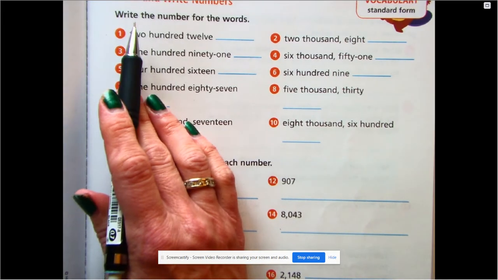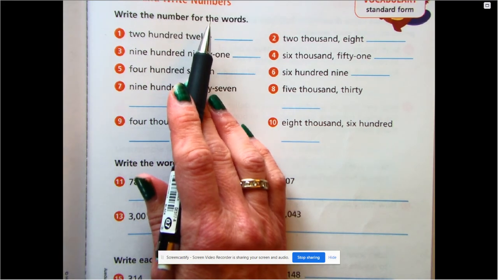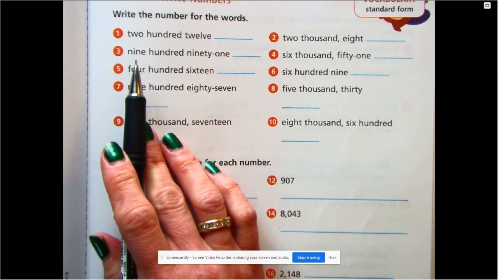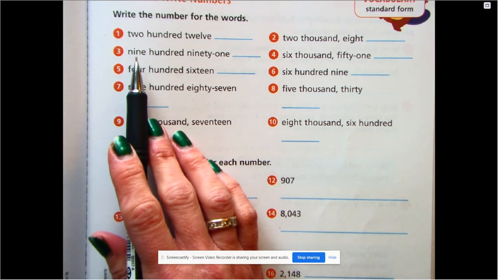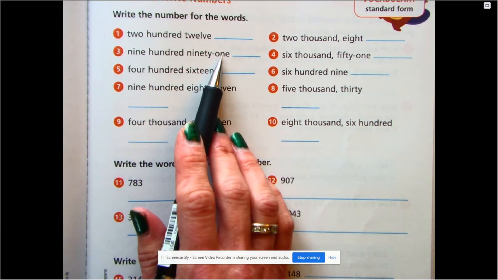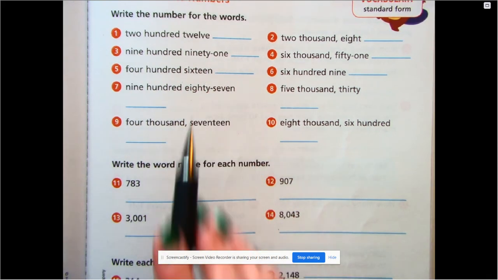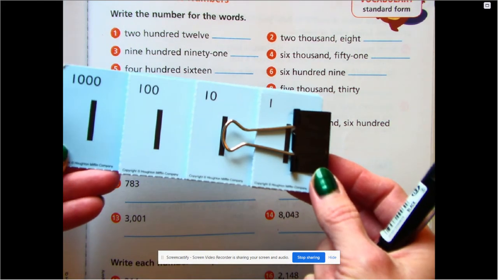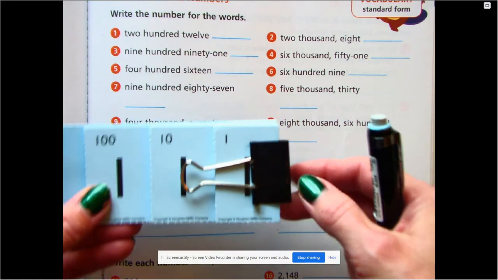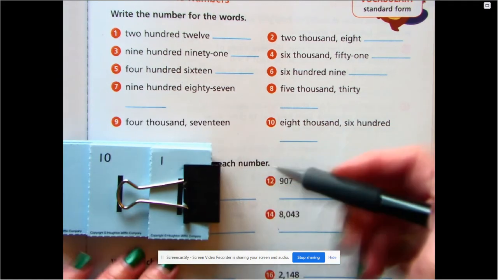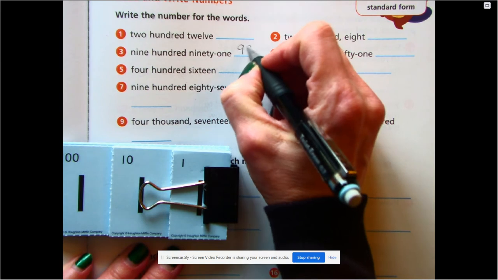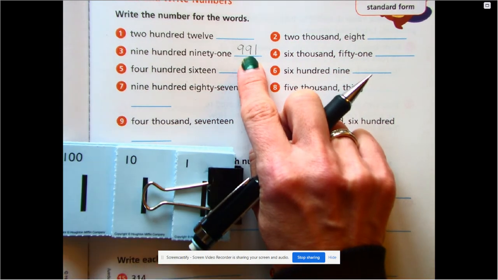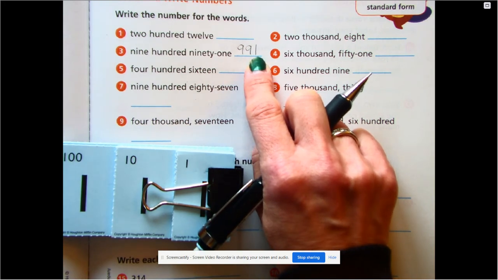It's asking us to write the number for the words. So we're looking at just the standard form of the number. So we're going to just kind of jump around. Let's look at number 3. It says 991. Maybe you've got your secret code cards and you want to build your number. 991 would look like this. I have 9 hundreds, 9 tens, and 1 one.